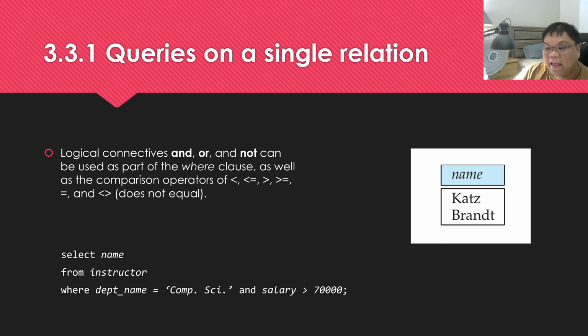Logical connectives and, or, and not can be part of your where clause predicate. The comparison operators of less than, greater than, their variants where it's or equal, equals, and does not equal, those are all allowed also.